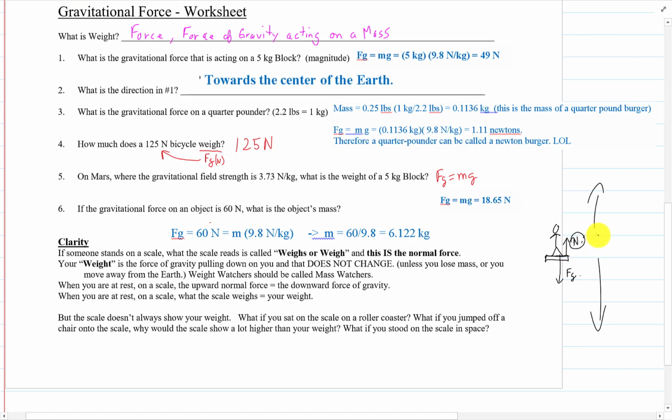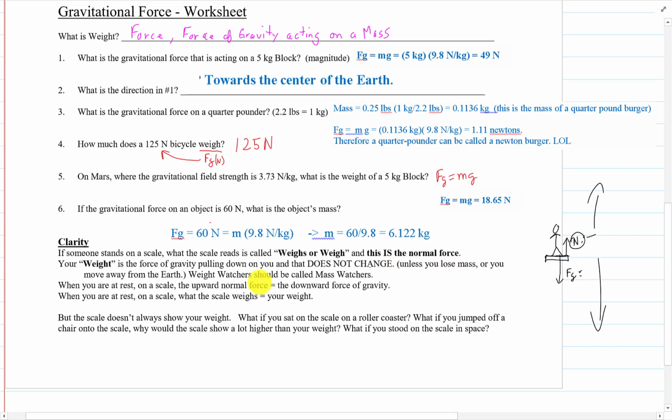And this is called how much you weigh, or something weighs so much. It's the normal force. Your weight is the force of gravity pulling down on you, and that doesn't change. Unless, of course, you lose mass, or you move away from the Earth, your force of gravity doesn't change on you.